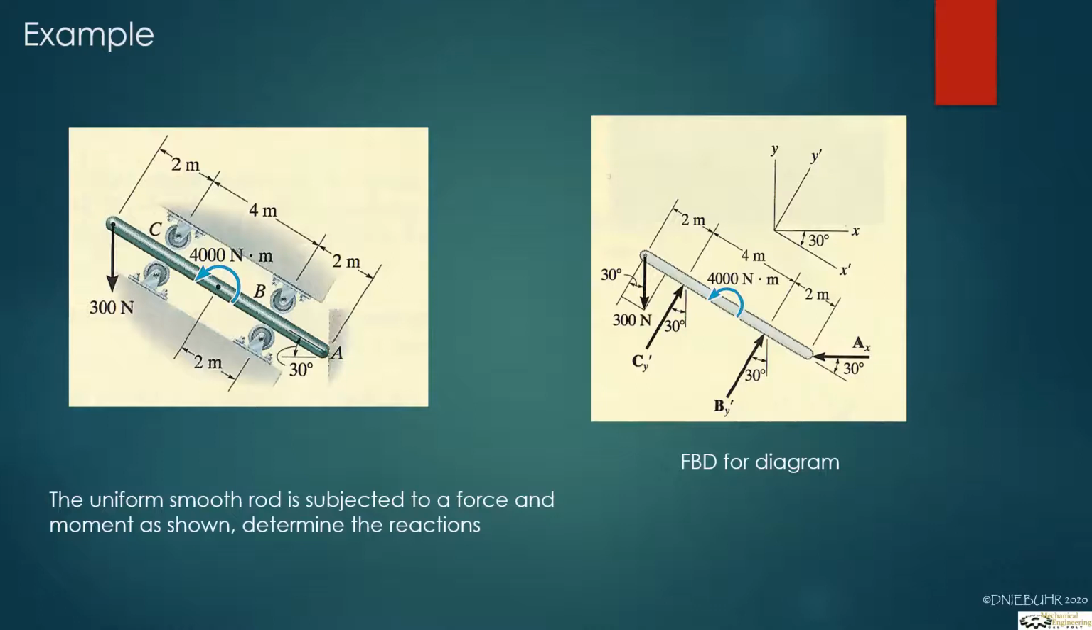Because of the way it's going to tilt, especially with that 4,000 Newton meter moment, it's going to try to rotate it in the counterclockwise direction. And so it's going to push up into B, the top B roller, and push down on the bottom C roller. But for the purposes of the free body diagram, you can draw it how it is here. And then when you actually do the calculations, it'll determine whether your directions are correct or not.